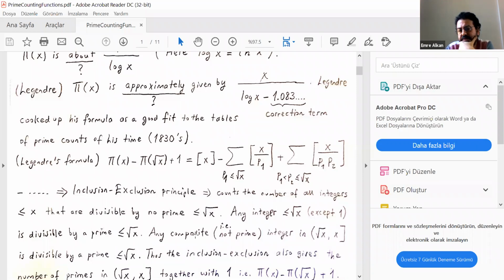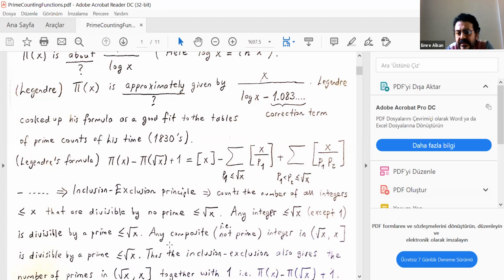And any composite, meaning not prime, integer in the remaining part of the interval, namely from square root of x to x, so I made this open, well, it has to be divisible by a prime less than or equal to square root of x. Because if you take a composite number, it should be the product of two non-trivial integers. But then one of them should be less than or equal to square root of x. But then that's divisible by a prime. So there you go. So they have to be divisible by a prime less than or equal to square root of x.